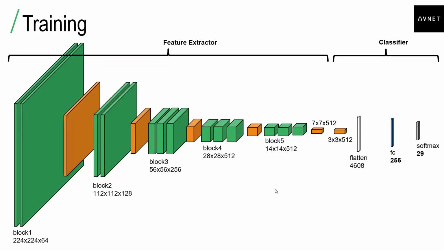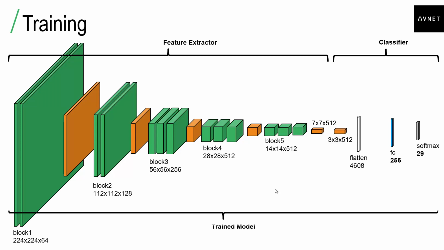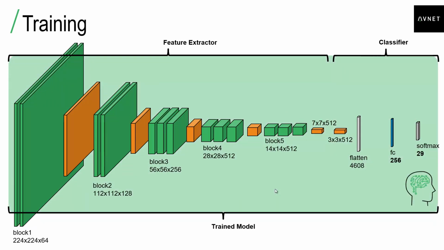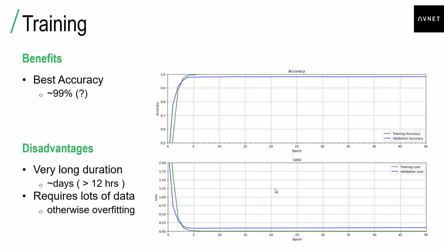So one option could be to train the entire model, in which case every layer in the model would be trained. Now, the advantage of this is it would probably give us the best accuracy, probably close to 99% in this case for a relatively simple use case. The disadvantages are very long duration of training, probably days. One thing that's certain is it's beyond the 12-hour limit of a single Kaggle kernel session. So it's not applicable here in our use case where we don't have a GPU. And it requires a lot of data.